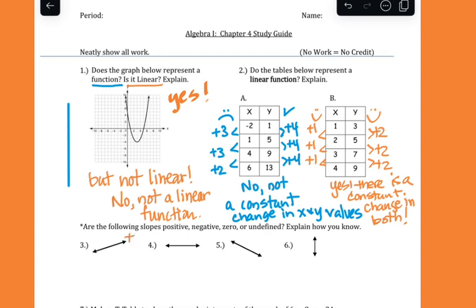Number 3, we're just seeing if these slopes are positive, negative, 0, or undefined. This one is positive because we read from left to right, and as we do that, we see it's going up, which is positive. Number 4, I also gave an example as a fraction in an equation, y equals mx plus b: this m could be positive 1/2 or positive 3 or positive whatever. If the slope is positive, it has to be pointing upward.